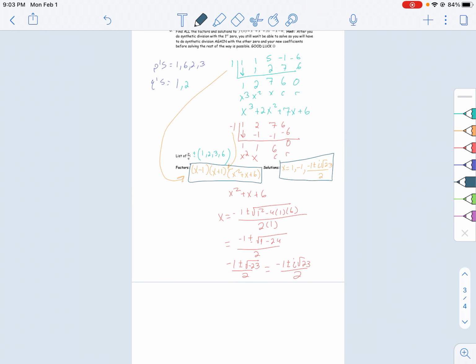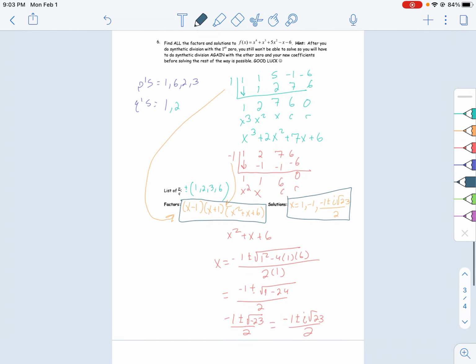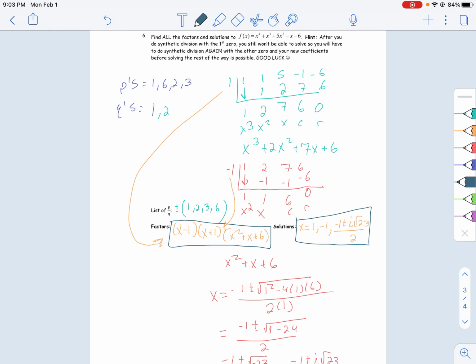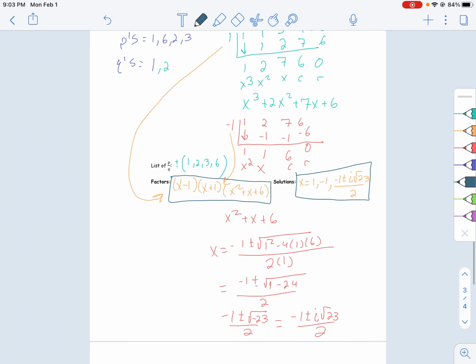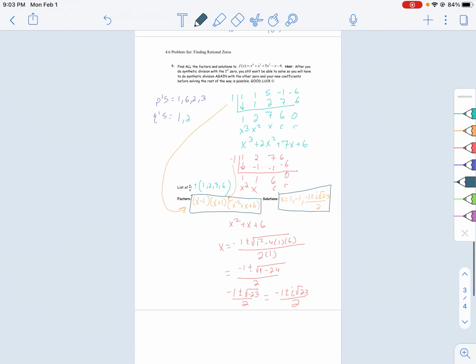So these questions are kind of cool because they're starting to put together everything we've done, right? We do synthetic division, then we have to get it down into something that's factorable, or we have to use the quadratic formula, and then we find the x-intercepts and the factors.